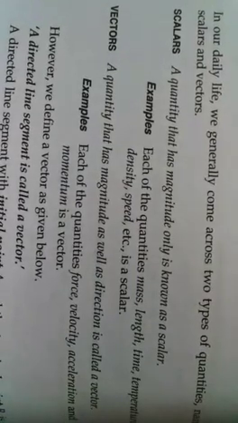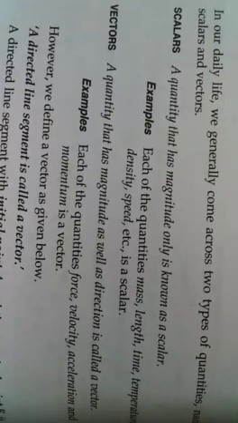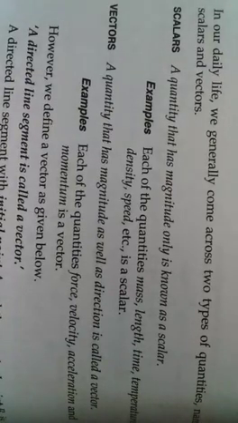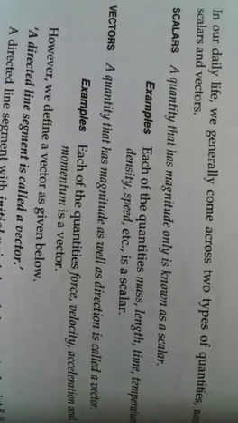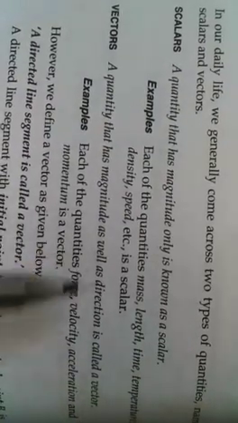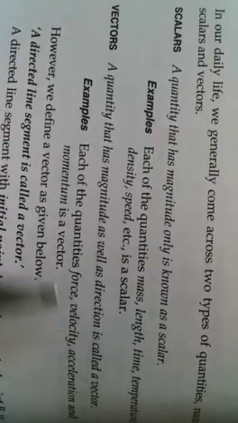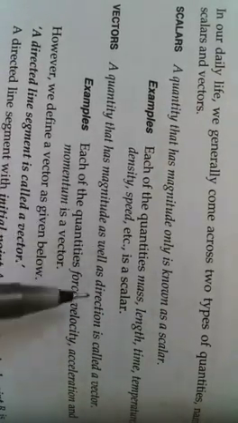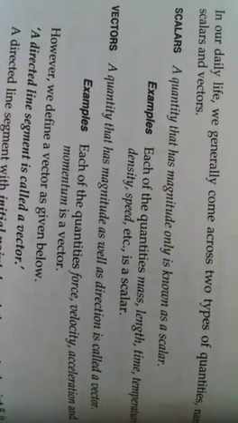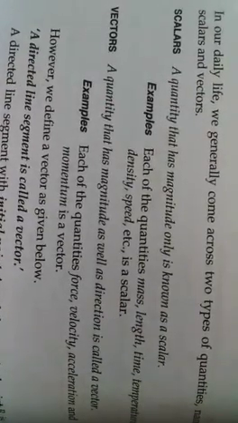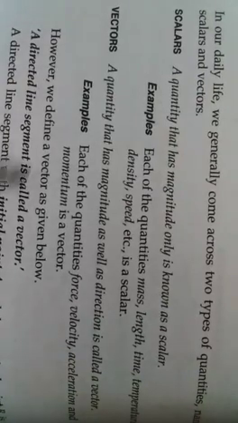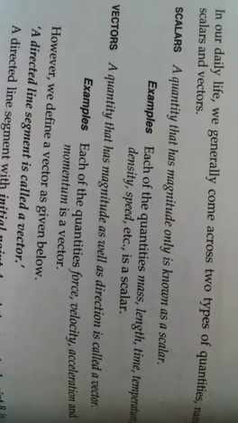About scalars and vectors, we are learning from class 6 what a scalar quantity is and what a vector quantity is. We already know that a quantity that has magnitude only is known as a scalar. Examples are mass, length, time, temperature, density, speed, etc. After that we have an idea about vectors also. A quantity that has magnitude as well as direction is called a vector quantity.